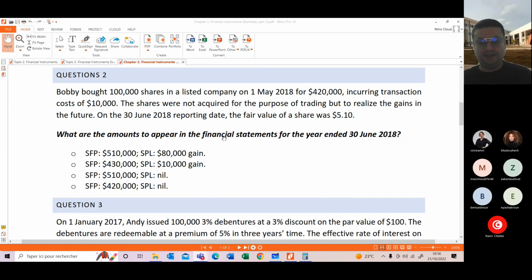All right, nice. So getting back to question 2: Bobby bought 100,000 shares in the listed company on the 1st of May 2018 for 420,000 and incurred transaction costs of $10,000. The shares were not acquired for the purpose of trading, but to realize gains in the future, though I don't know when. So it's held indefinitely till now. On the reporting date, the fair value of the share was $5.10. What are the amounts to appear in the financial statements for the year ended 30th of June 2018?